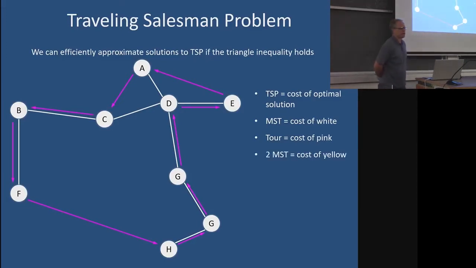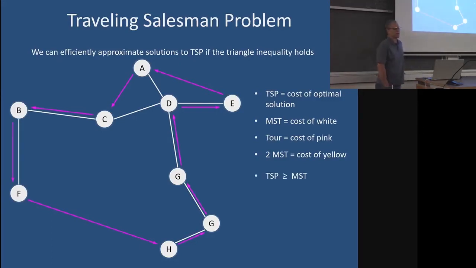First thing I say is that 2 times MST equals cost of yellow. Remember, yellow is related to the white edges because the yellow visits every edge twice. So since the yellow just traverses every white edge twice, it stands to reason that 2 times the MST, which is the white edges, is equal to the cost of the yellow edges, which, just to remove the clutter, I haven't shown up there. Okay, you buy that?